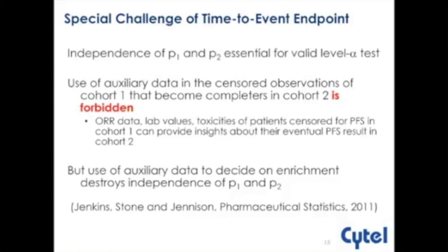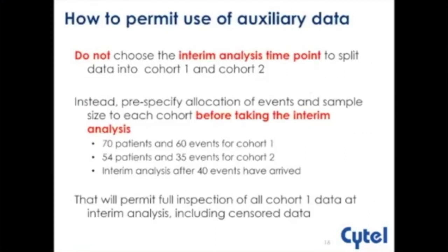So instead of choosing the interim analysis time point to split the data into cohort 1 and cohort 2, what needs to be done is to pre-specify the allocation of the events and the sample size to each cohort before taking the interim analysis. So for example, you can specify that cohort 1 is going to be 70 patients and 60 events. The interim analysis is going to be taken after 40 events have arrived, and cohort 2 is going to contain 54 subjects corresponding to 35 events. This allows for a full inspection of all cohort 1 data at the interim analysis, including the censored observations.